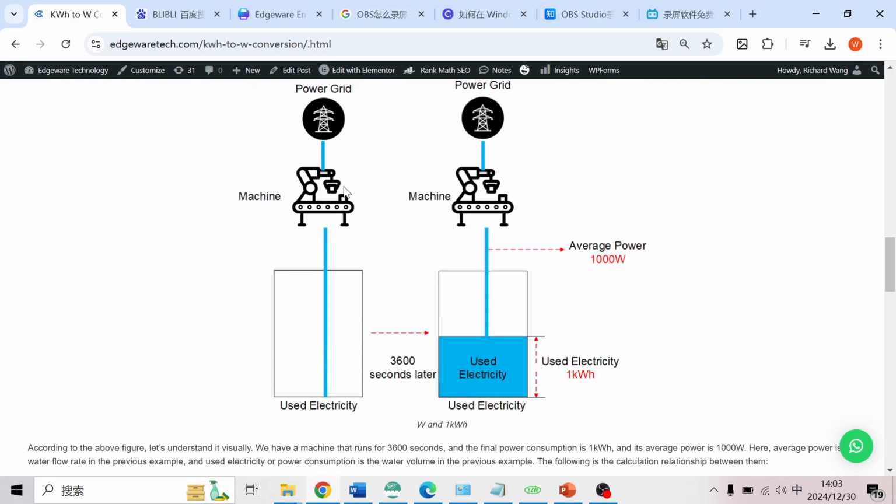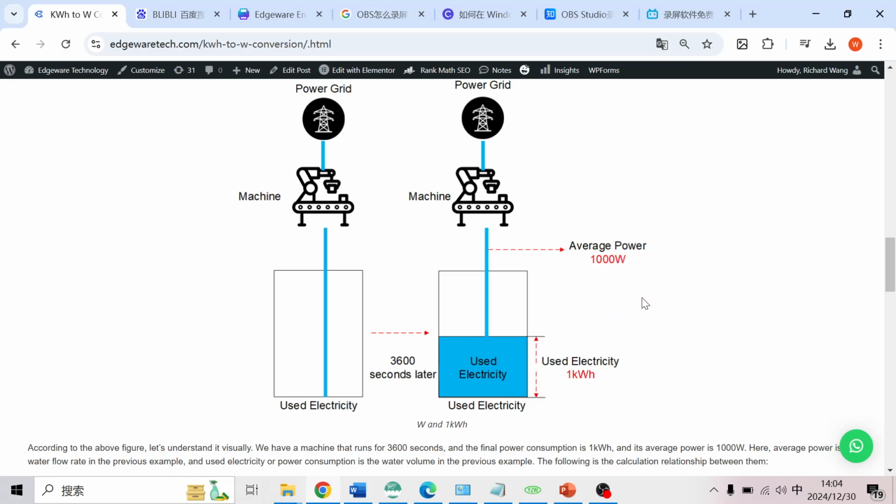So let's change this concept a little bit into electricity. I have one machine, and you can understand the machine is like a hose, and the electricity I use is like water I fill into a tank. 1 hour later, that is 3,600 seconds later, my average power is 1,000 watts. But how much electricity I use is 1 kilowatt hour.